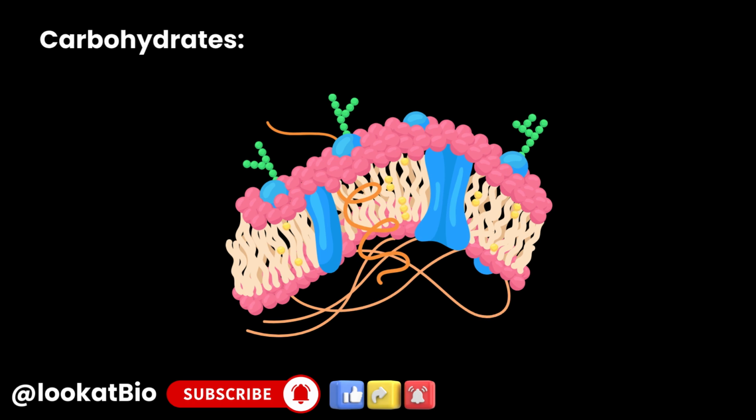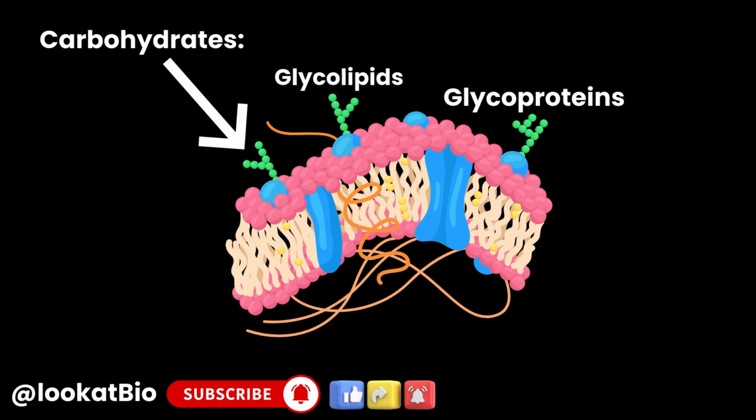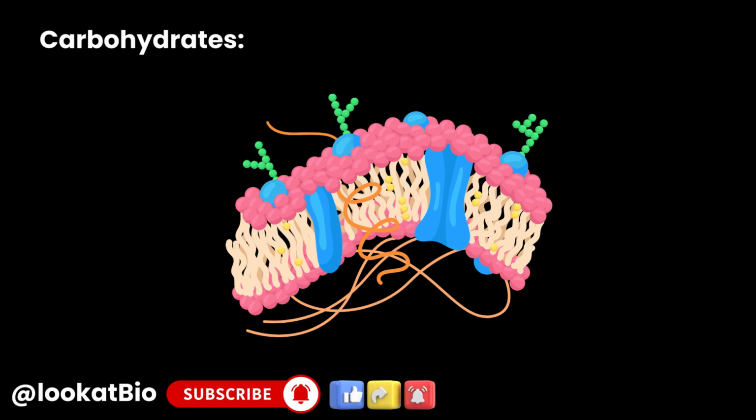Now let's see the last component of the cell membrane, which is carbohydrates. Most of the carbohydrates are in combination with lipids and proteins in the form of glycoproteins and glycolipids. The carbohydrate molecules are usually dangling outside of the cell. Most of the carbohydrates cover almost the whole outer surface of the cell. The carbohydrate coating of the cell is called the glycocalyx.